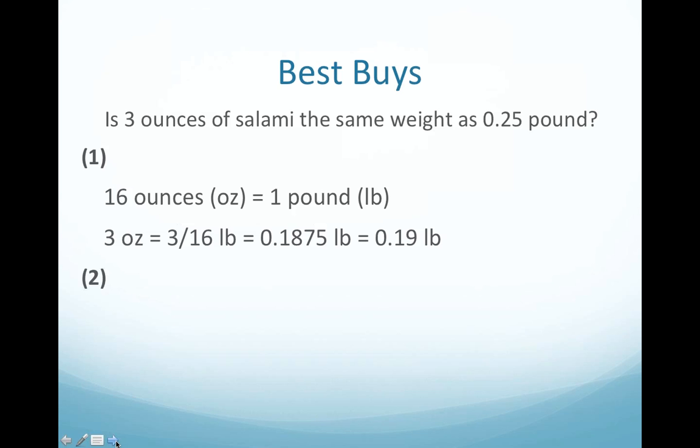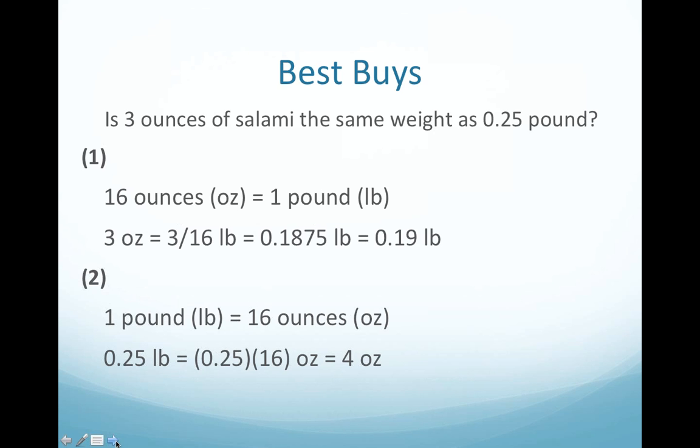When we take 3 ounces divided by 16, that gives us 0.19 pounds, and 0.19 pounds is clearly not 0.25 pounds. So the conversion rate allowed us to convert the ounces to pounds, and then we can compare the two and see that they're not the same thing. The second way of doing it, we take the 0.25 and multiply it by 16, and that gives us 4 ounces. So we can see that the quarter pound is equal to 4 ounces, which is not 3 ounces. So the answer is no.